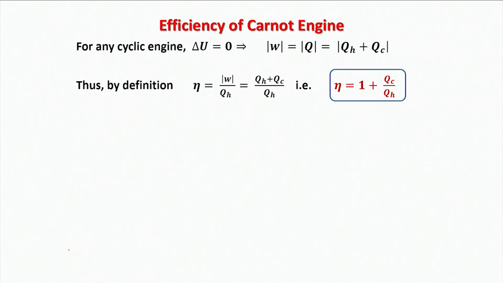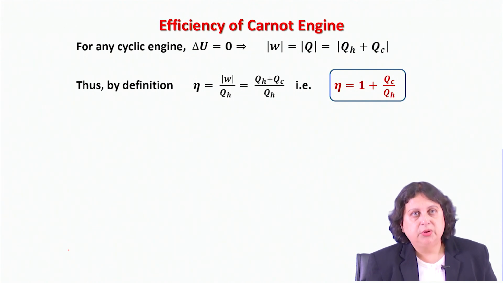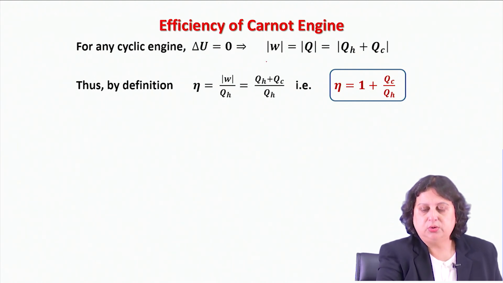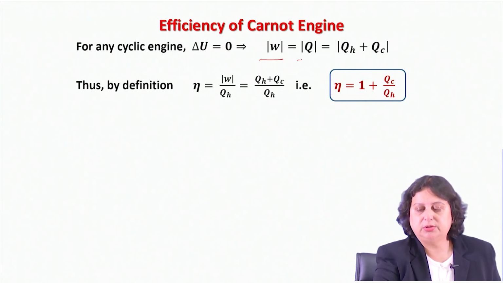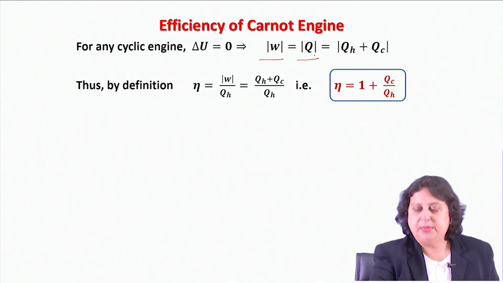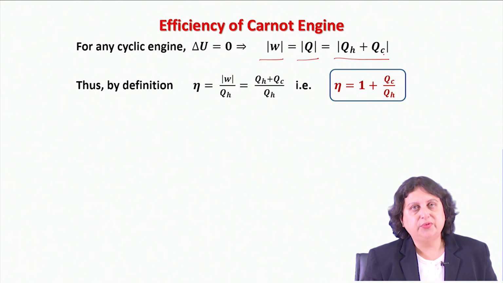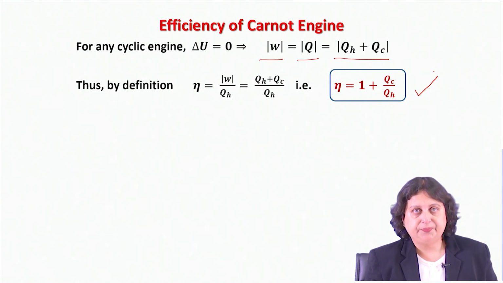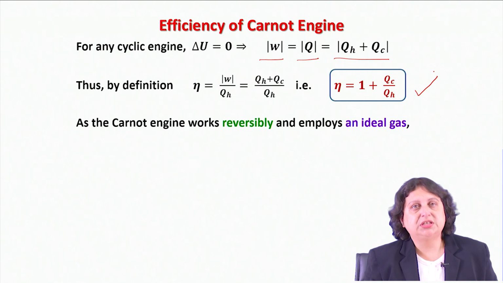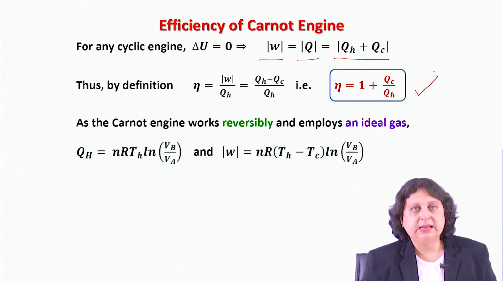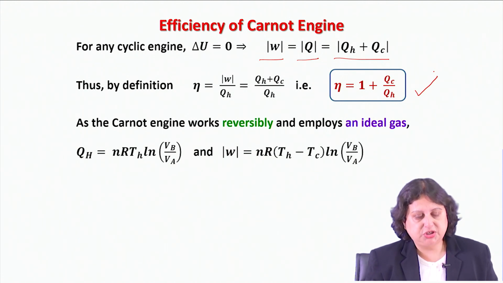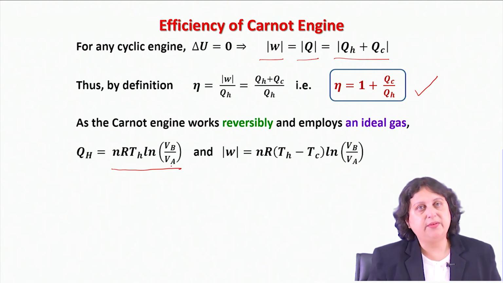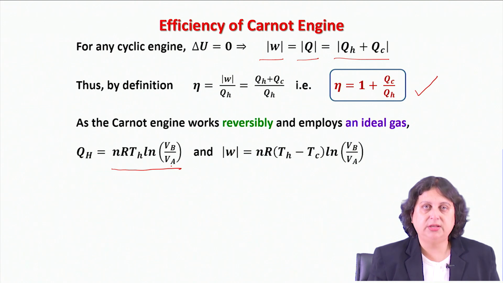Now we already have computed the efficiency of a Carnot engine. So for any cyclic engine, since delta U is equal to 0, I can always say that the total magnitude of work done must be equal to the total magnitude of heat absorbed. Therefore, I must have magnitude of W equal to magnitude of QH plus QC. Therefore, by definition, I find that eta is equal to 1 plus QC by QH. Now, as the Carnot engine works reversibly and employs an ideal gas, I can always write QH is equal to nRTH ln VB by VA. That is something that we have been working on in the previous slide.